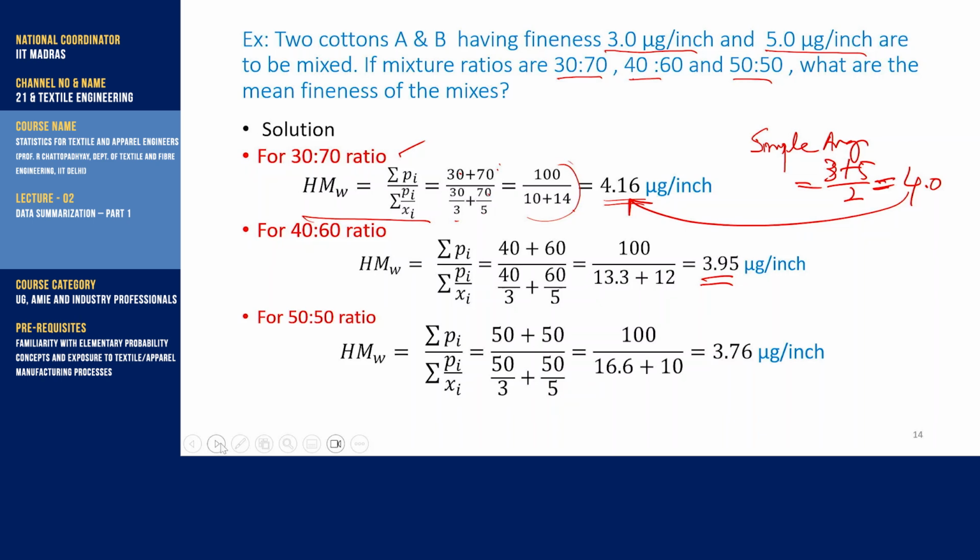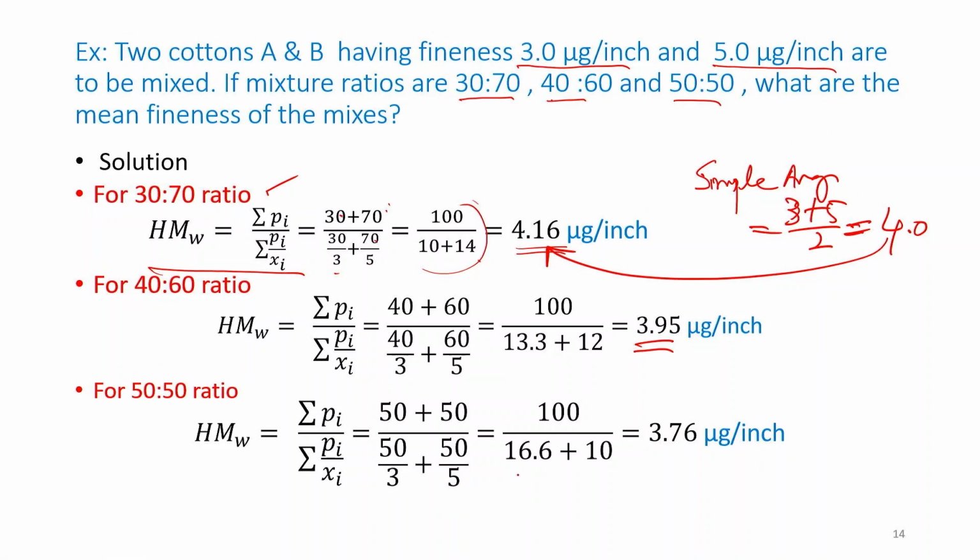And when I go for 50-50, then the value is coming 3.76. So the simple average is this, but actual averages will be the harmonic mean between these two, and they are not going to really match. So in a situation like this, we cannot use arithmetic mean to find out the average. We have to go for harmonic mean.